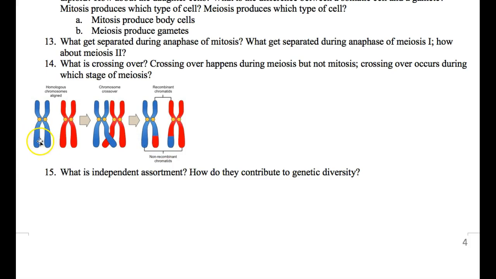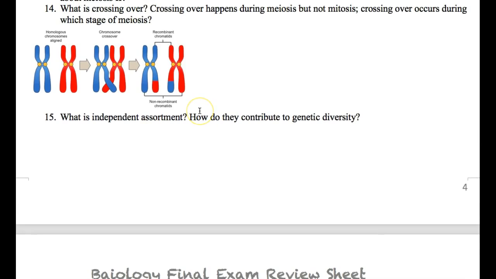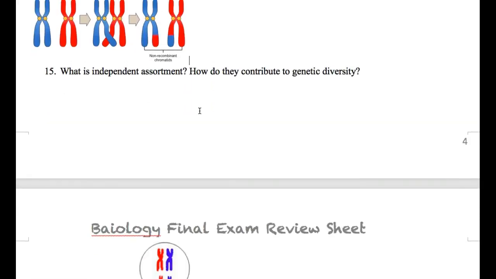It switches a part. So these two are homologous chromosomes. These two are sister chromatids. These two are sister chromatids as well. But these two are non-sister chromatids. Those get switched. And what phase does it happen? It happens during metaphase 1.